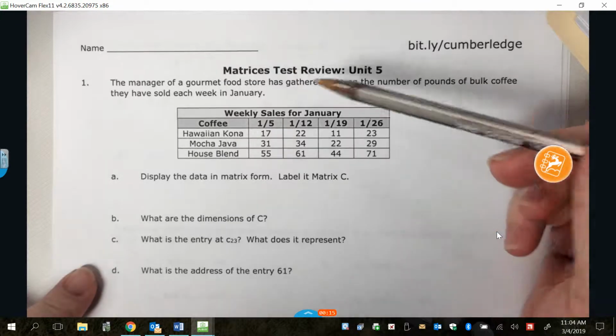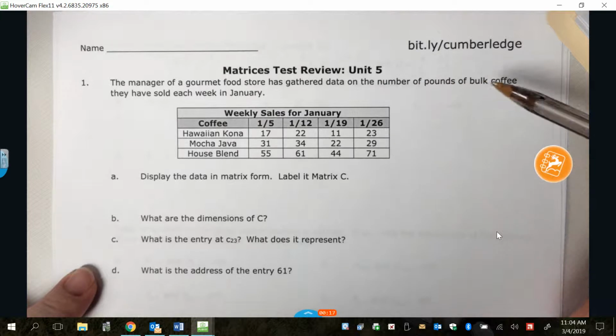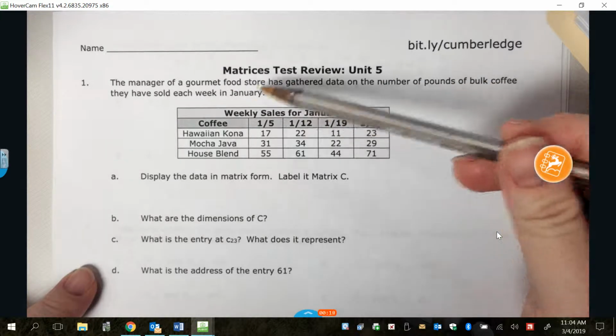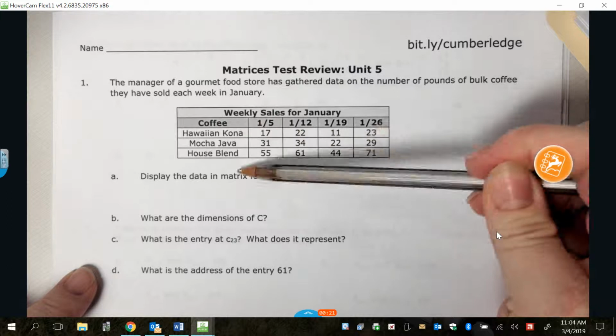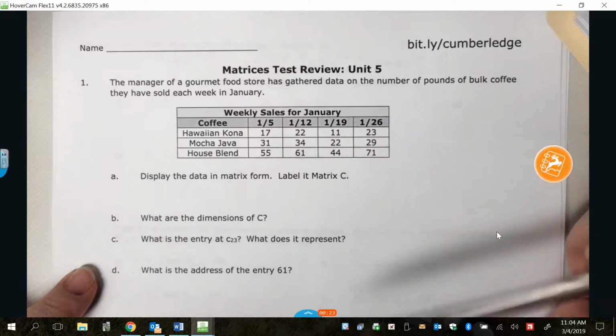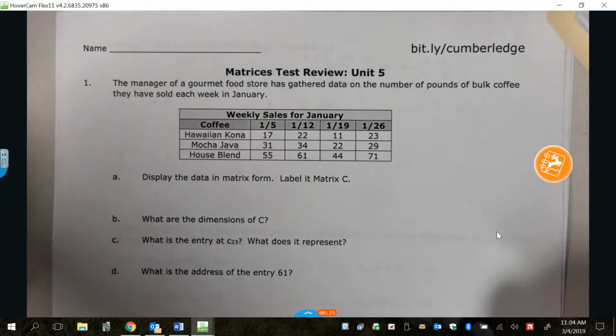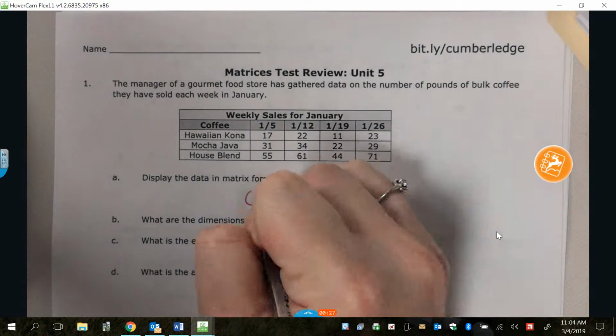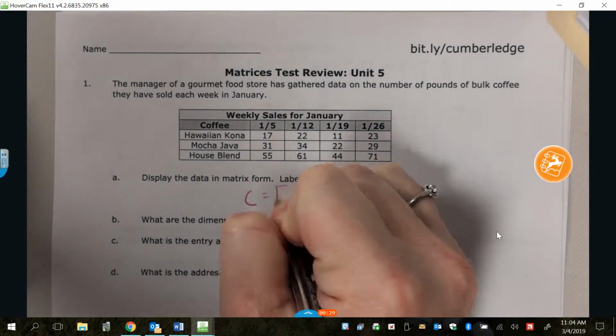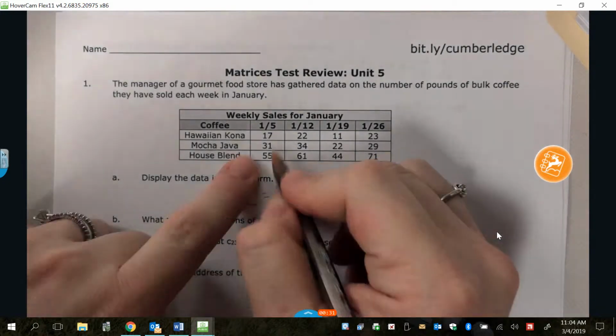It says a manager of a gourmet food store has gathered data on the number of pounds of bulk coffee they have sold each week in January. These are the 3 different types, these are the 4 different weeks. Display the data in a matrix, label it matrix C. We're just doing the numbers, not the days, not the words.